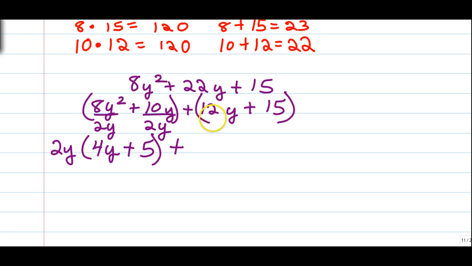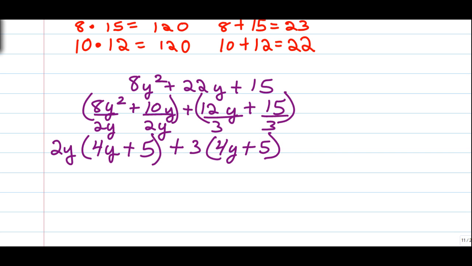Now I come over here and I see a 12y and a 15. So I know that a 3 will divide out of both of these. So I pull a 3 to the outside. 3 goes into 12 4 times, carrying down that y, carrying down that plus sign. 3 into 15 leaves me with 5.